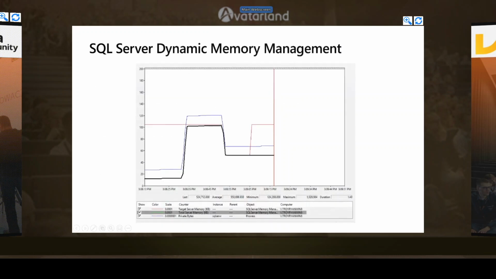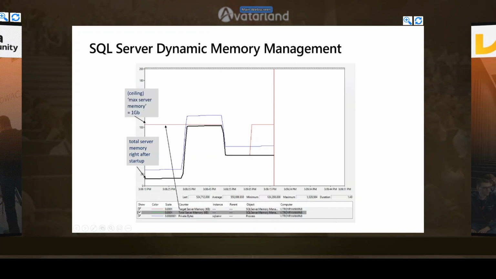Okay, let's look at a visualization of how dynamic memory management works, and then I'm going to show you a demo in a second of what this looks like. I want to point out a couple of things to you. This is an example perfmon chart. First of all, total server memory right after startup is the amount of memory that SQL Server is using, regardless of the memory model that's being picked. You can see here in this case, it's around 500 megabytes or so, right? That's the black line.